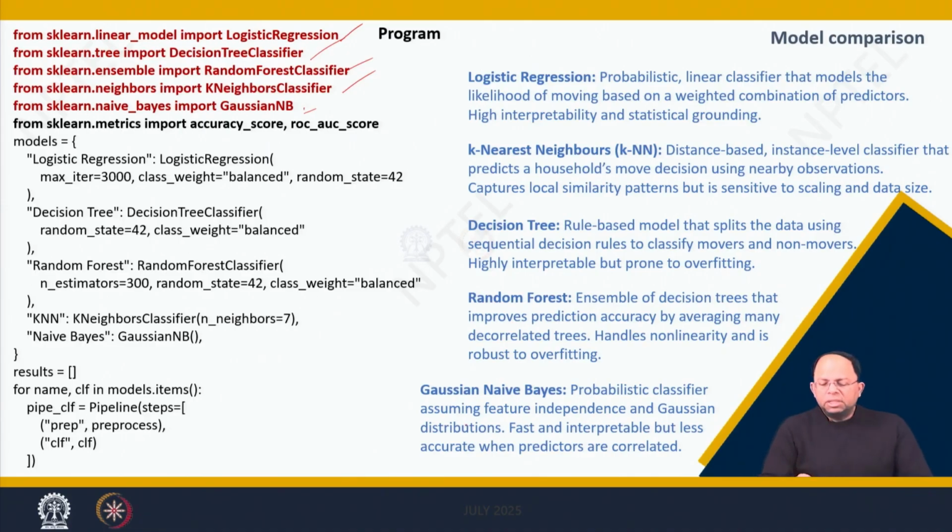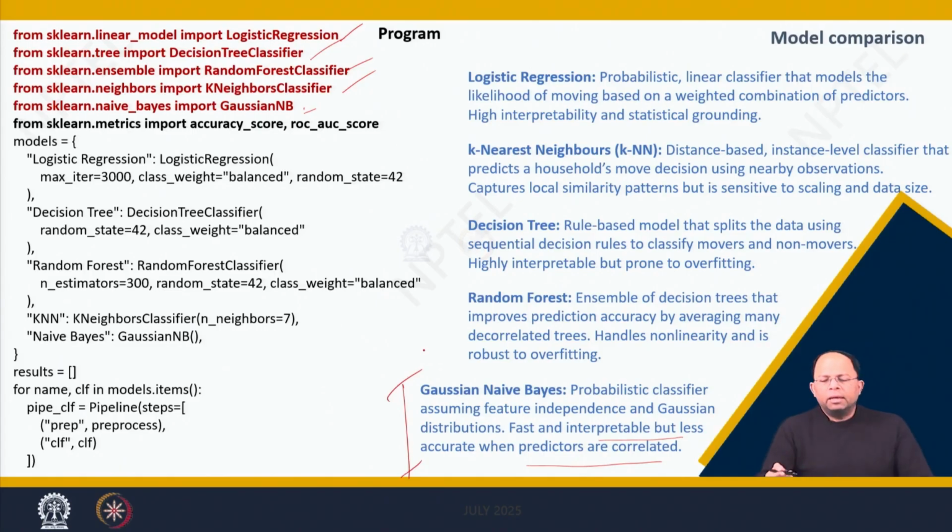Gaussian naive Bayes is a probabilistic classifier which we are not discussing here. That's your assignment, you can check what it is and learn that on your own, and then obviously you will see that it is another classifier which follows certain rules, certain formulations. When you understand that, you can also use that as well. It assumes feature independence and Gaussian distributions. This classifier is fast, interpretable, but less accurate when predictors are correlated. So you can also go for this Gaussian naive Bayes classifier, which is also pretty strong.